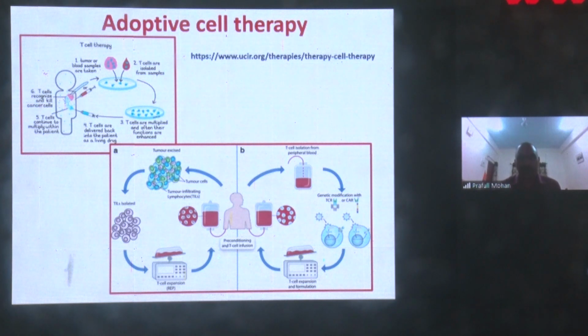There is something known as the T cell therapy, in which no genetic modification of the T cell is required. You just take T cells from the individual, infuse them back into the same individual, and hope that they work better and the immune response is better.